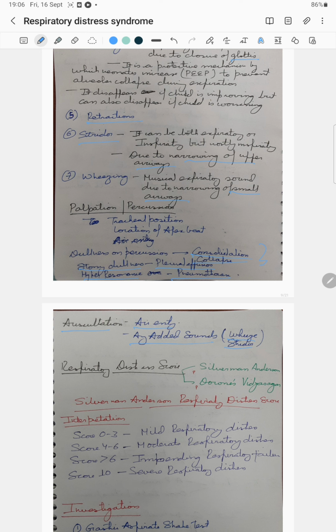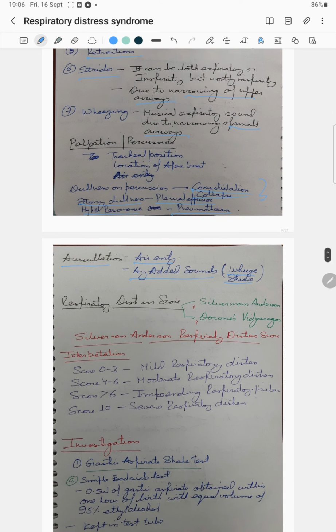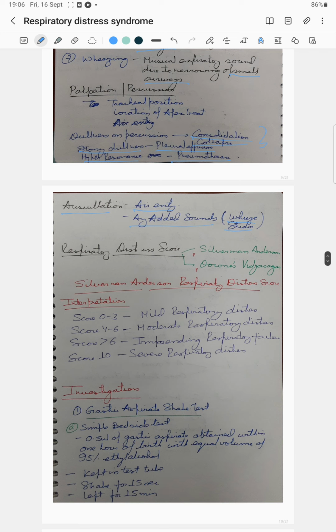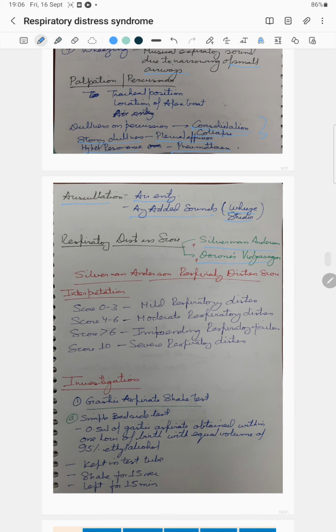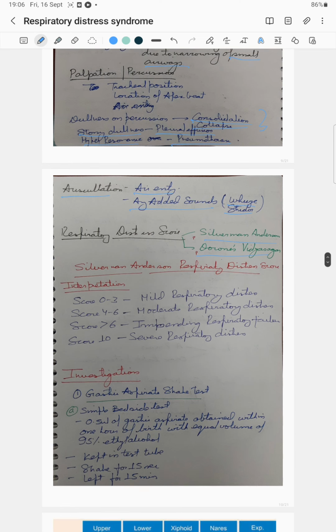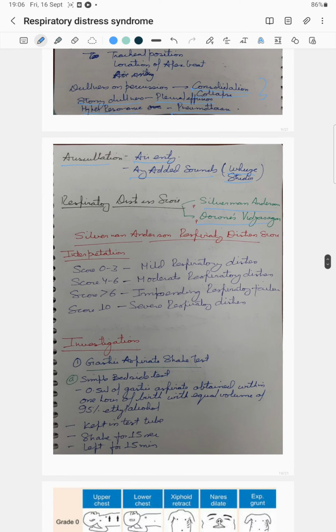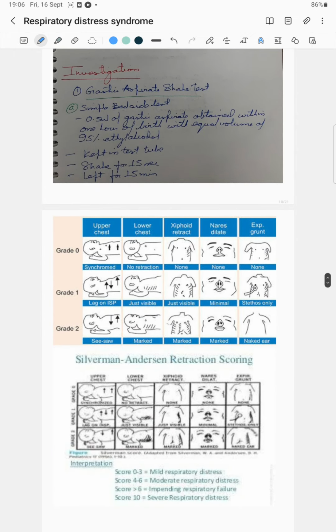Okay. Now we will be seeing the respiratory distress scoring systems. There are two respiratory distress scoring systems which are very important. One is Silverman-Anderson, the other is Downes' Vidyasagar score. Okay, there are photographs also. I will be showing them just below. So now, what is Silverman-Anderson and what is Vidyasagar score?